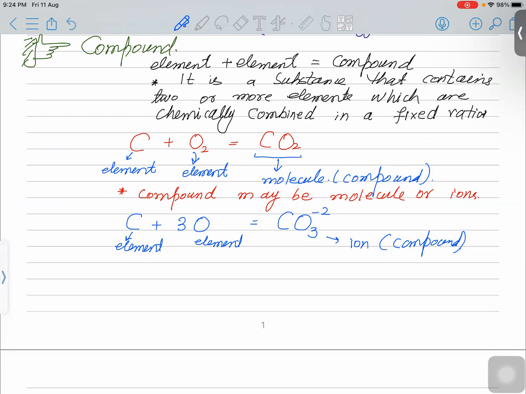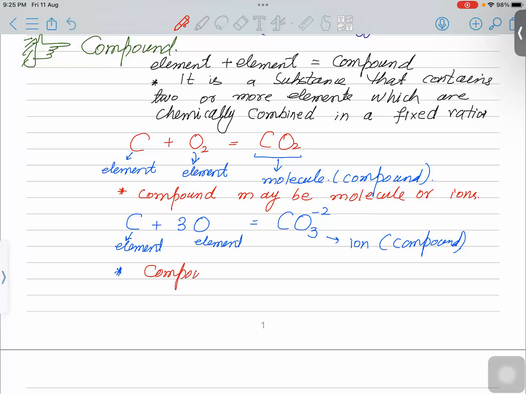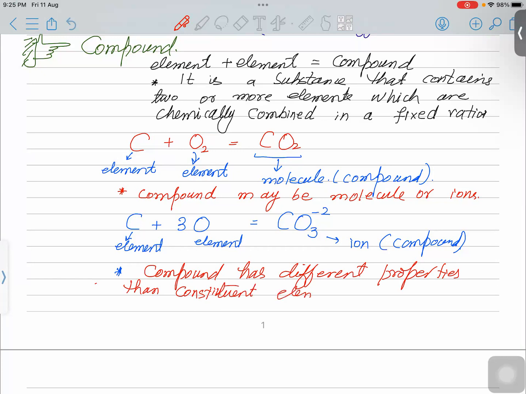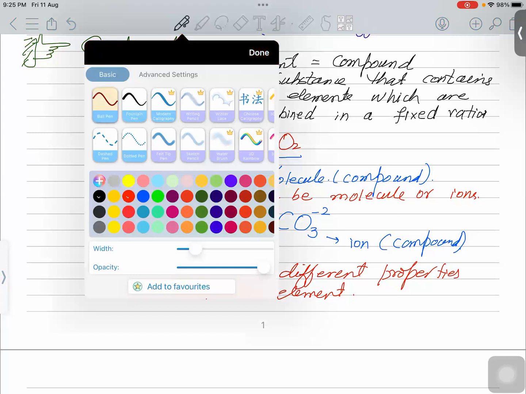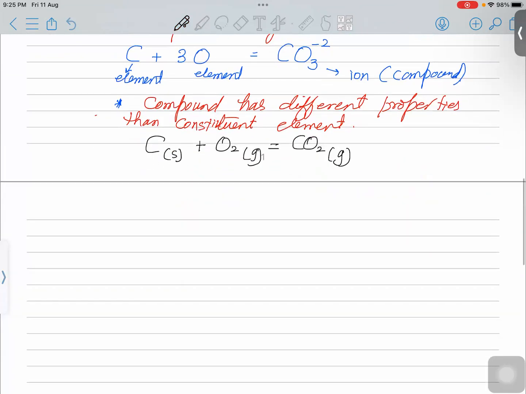Next point is, compound has different properties than constituent elements. For example, carbon is solid, oxygen is gas, carbon dioxide is gas. So carbon is solid, carbon dioxide is gas.